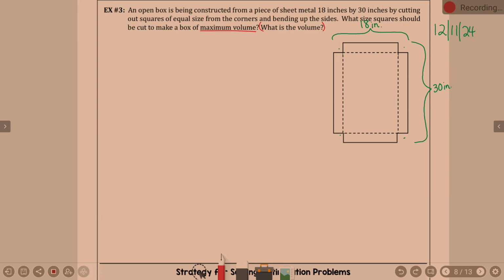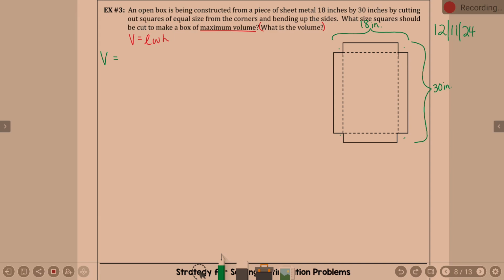What do you know about volume? General idea of a box, length times width times height. Now, what about our box? The box does not have a length of 30 and a width of 18. The piece of sheet metal does. And what are we doing? We're cutting out squares. Do we know the size of the squares? No, that's what we're trying to find.